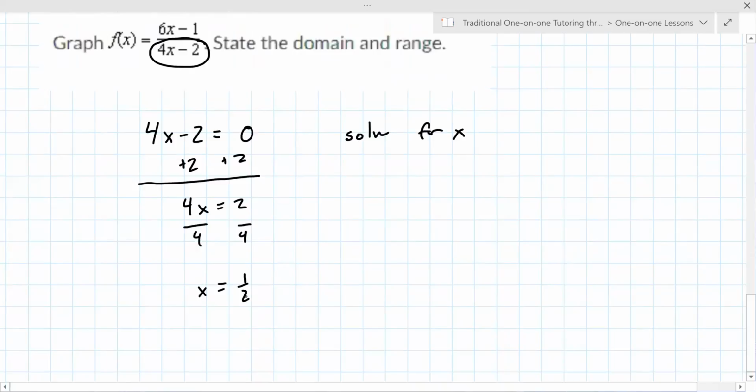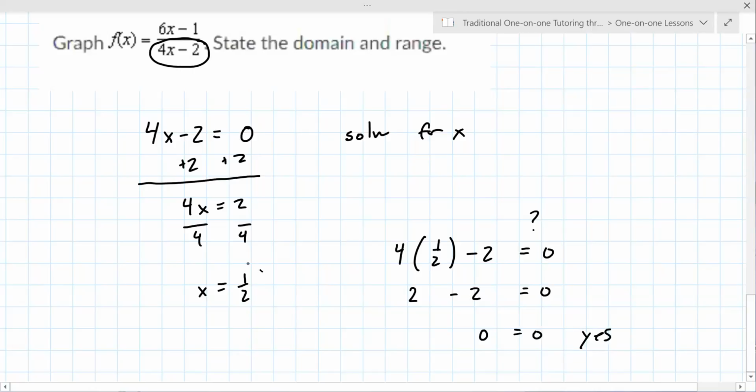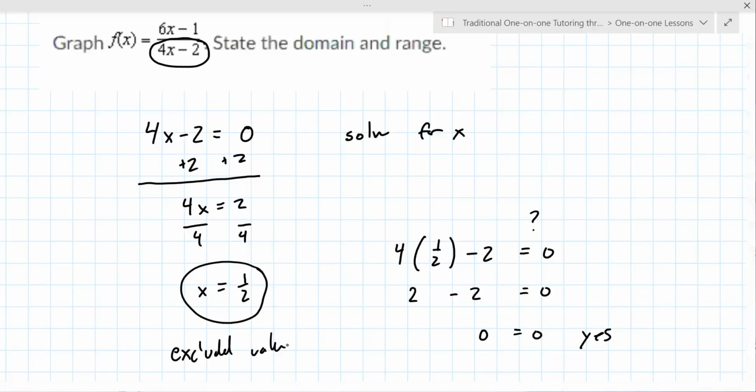Okay. And what I was asking you, do you see that 4 times 1/2 minus 2, does that equal 0? 2 minus 2, yes, it does. Oh. So when x is 1/2, this is the excluded value. Okay. So that's why the domain, I think if you go back and share your screen, you'll see that it's letter B, because letter B says everything but 1/2.